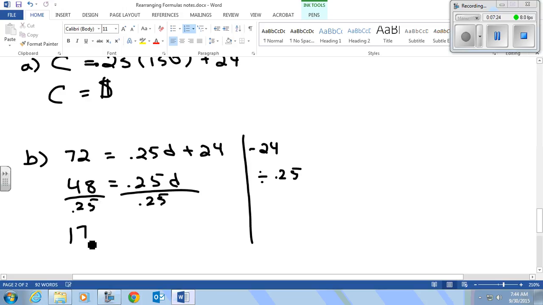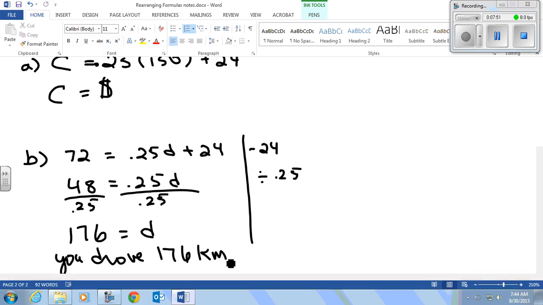And I believe you'll get 176, but that's something to verify with the calculator because I forgot to bring my notes down with my solutions. So we end up with D equals 176. So you drove 176 kilometers. So if you only needed to answer one question, like B, where you are substituting and then isolating for D, this is a very straightforward way to do it. However, you might also choose a different method if you needed to answer a lot of them.